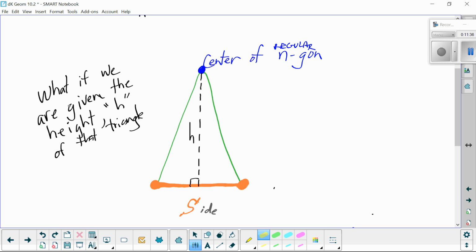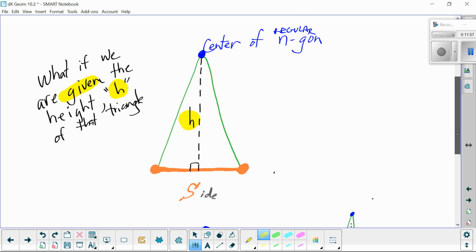And let's suppose we're actually given the height, so we're not going to have to find it this time. So there it is. We know that the side length is s, and the height is h, and this thing could have a million sides going around. We don't know, but we're just drawing one triangle. All right, the area of that regular n-gon will be n of these triangles' areas.